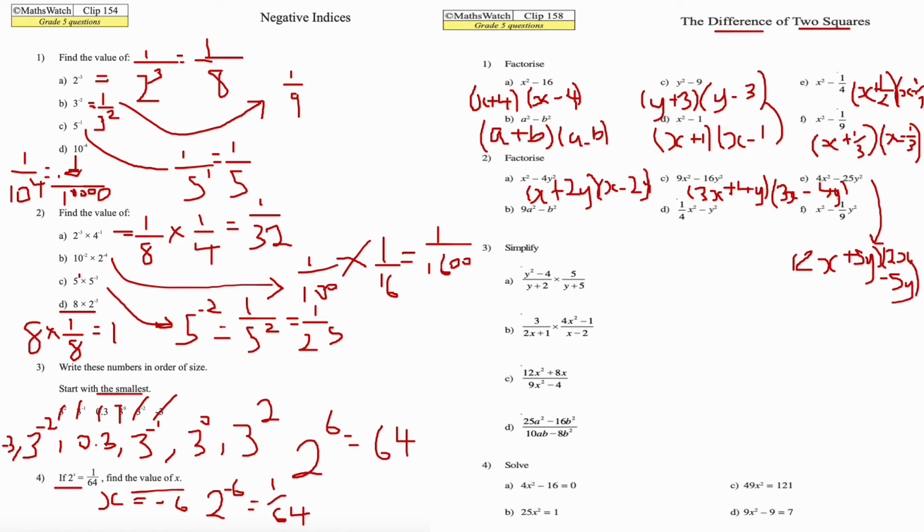So it's always taking the square root of the first component and the square root of the second component, and just putting it as that letter plus that other letter times that letter minus that other letter, okay? So it's always a positive times a negative, okay? 9a squared minus b squared, well that's 3a plus b times 3a minus b.